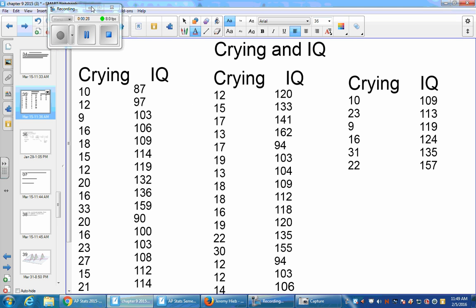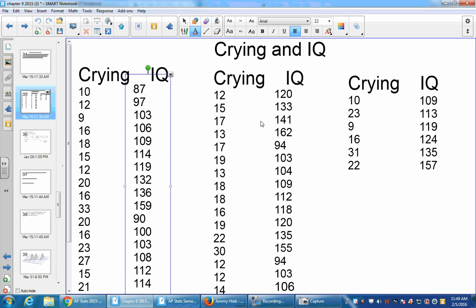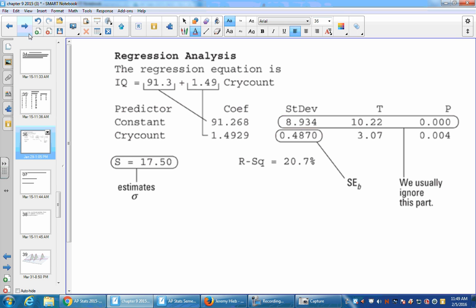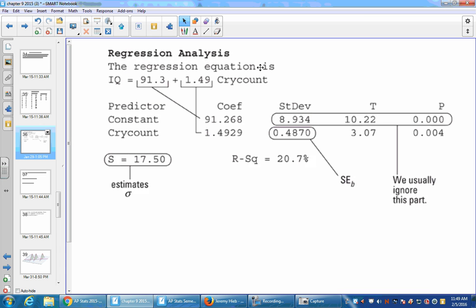tests. First, here's a study that showed intensity of crying and eventual IQ of babies. So they went and rated little babies on a scale, I don't know what it was, and then they eventually checked out their IQ, and they wanted to see if there was a relationship between crying and intelligence. And you could put all that in your L1 and L2 and do your regression, but they did a regression analysis for us, and I'm just going to give you a little reminder of what this is.